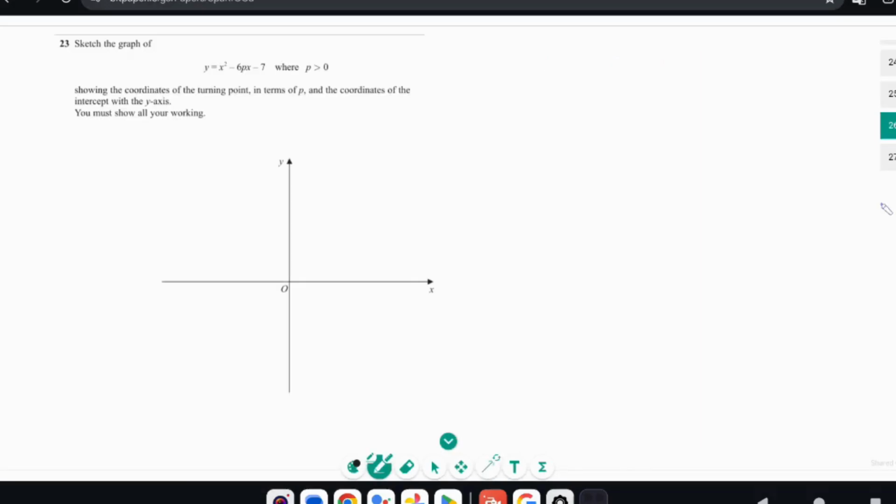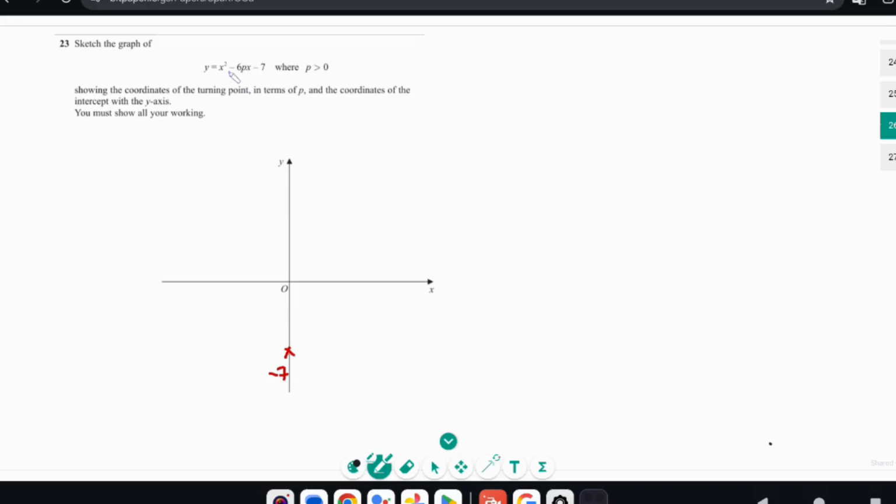Sketch the graph of y equals x squared minus 6px minus 7, showing the coordinates of the turning point in terms of p and the coordinates of the intercept with the y-axis. You must show your working out. So the intercept with the y-axis will be minus 7 because it crosses the y-axis when x is 0. 0 squared minus 6 times p times 0, which would be 0, minus 7 would give you minus 7. So here is where it crosses your y-axis.